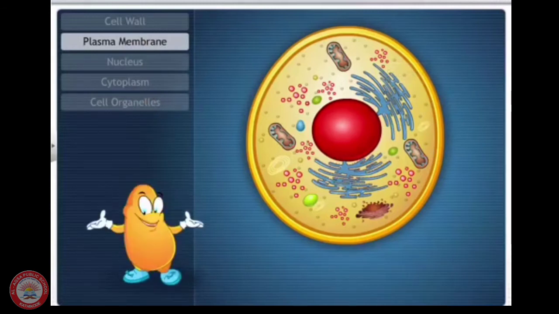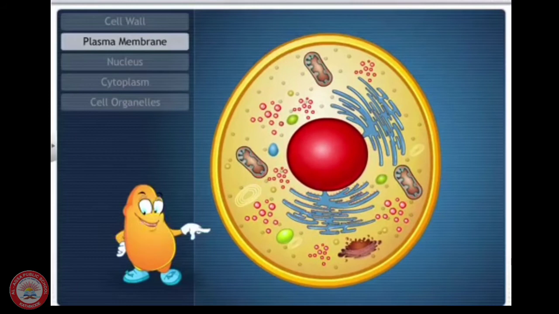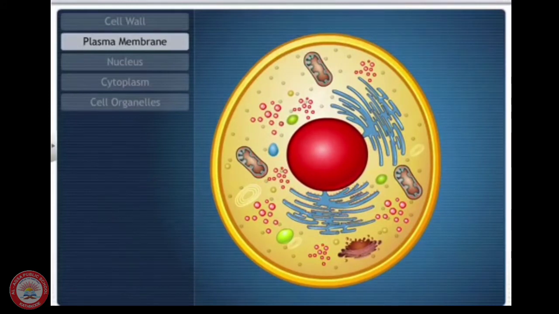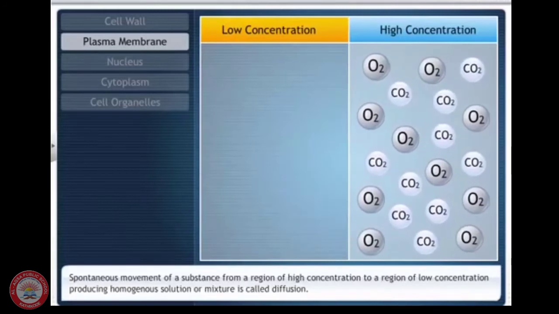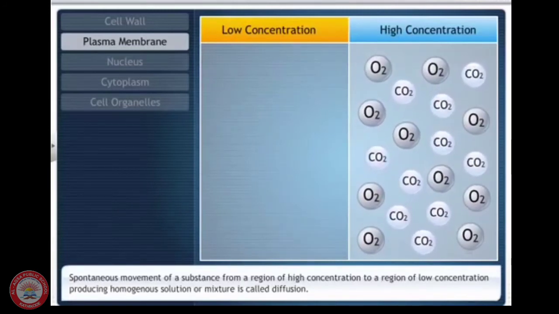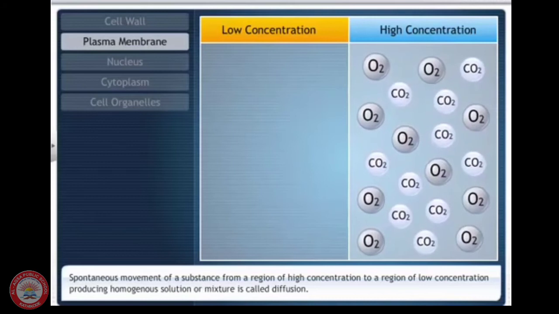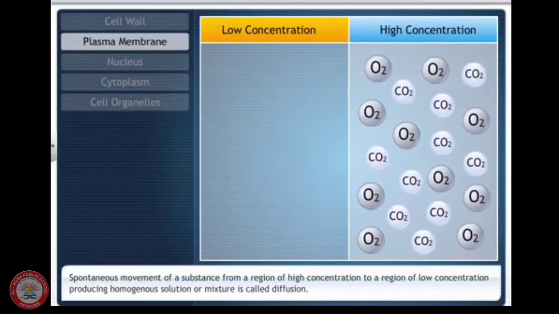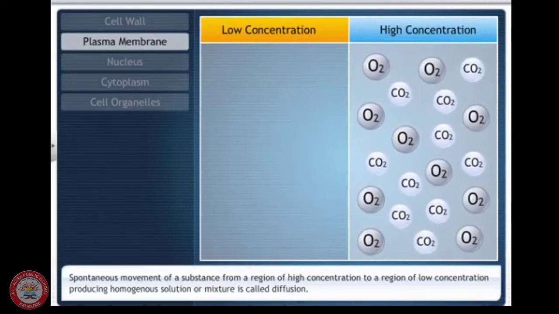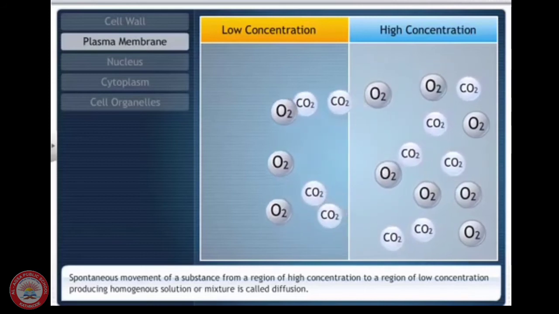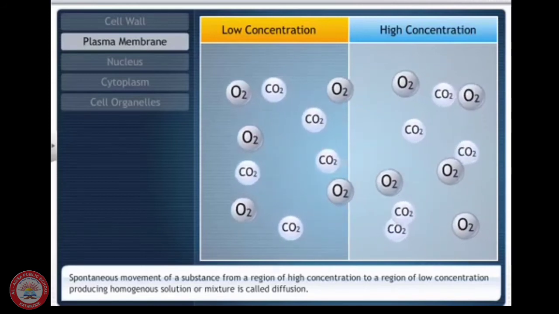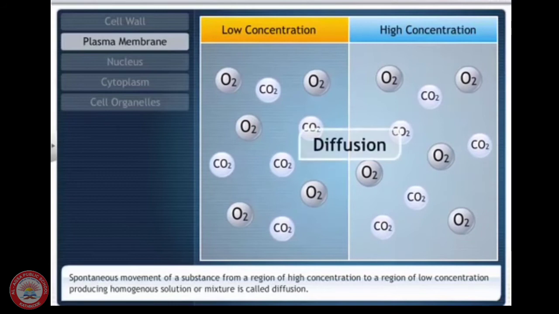Let us now see the different ways by which substances move in and out through the plasma membrane. There is a spontaneous movement of gases like carbon dioxide or oxygen across the cell membrane by a process called diffusion. The movement occurs from a region of high concentration to a region of low concentration.